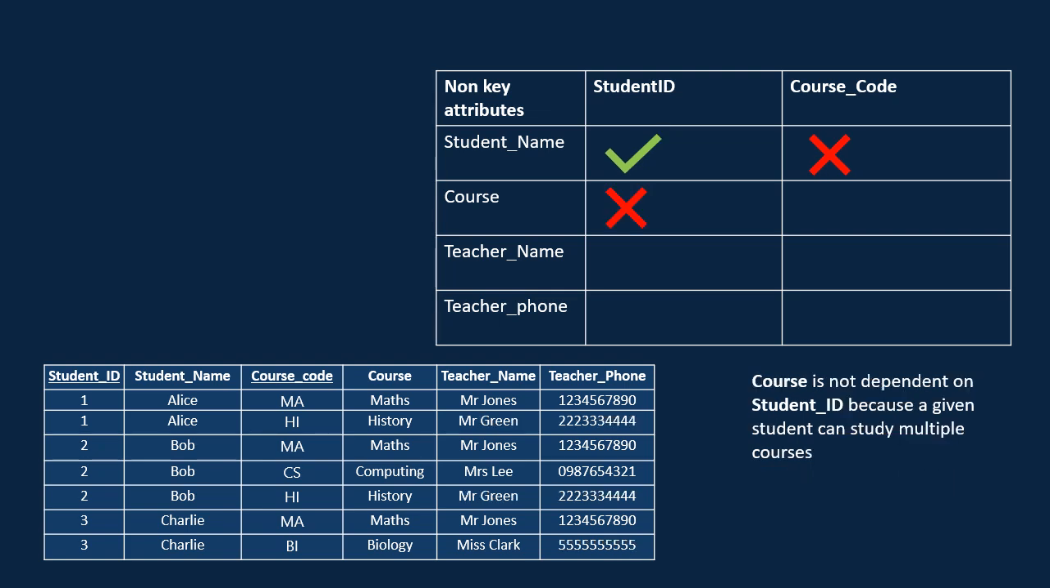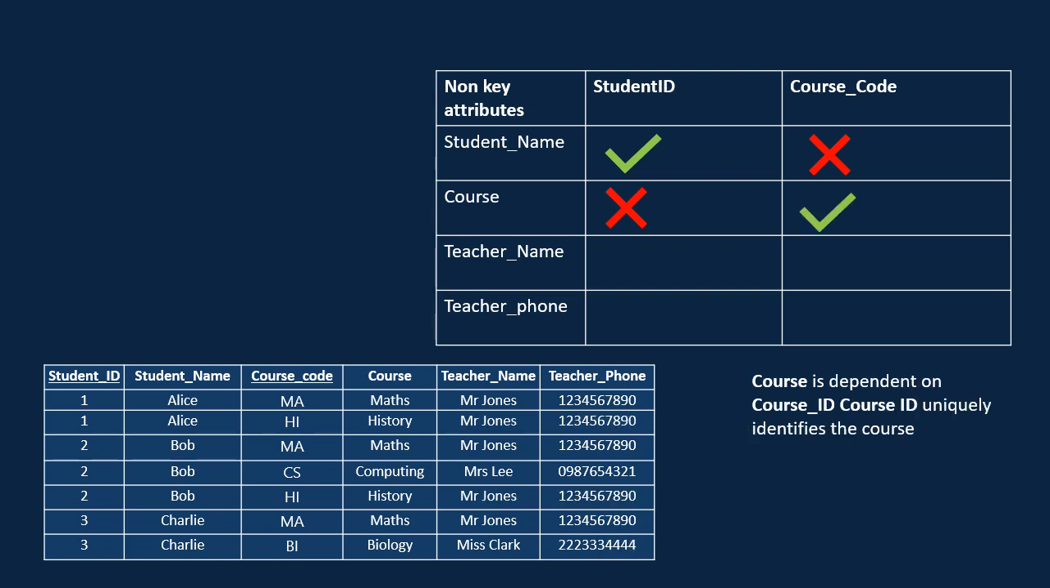So next we're looking at whether course is dependent on student ID. If we look at student ID 1 here, you can either have course maths or course history. So again, course is not dependent on student ID.